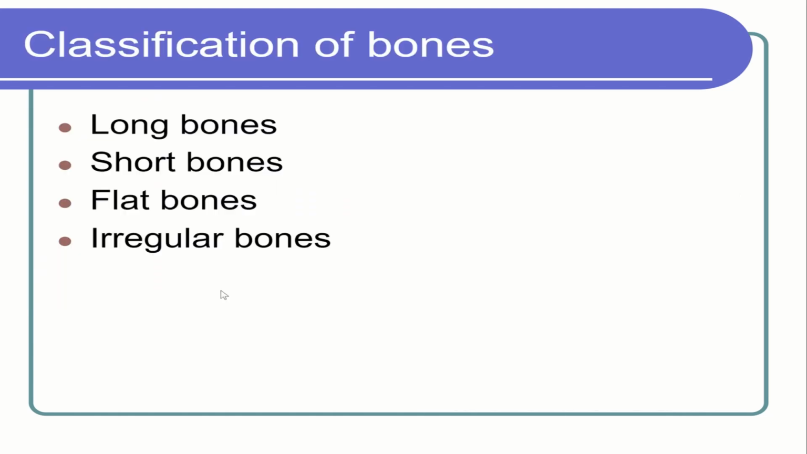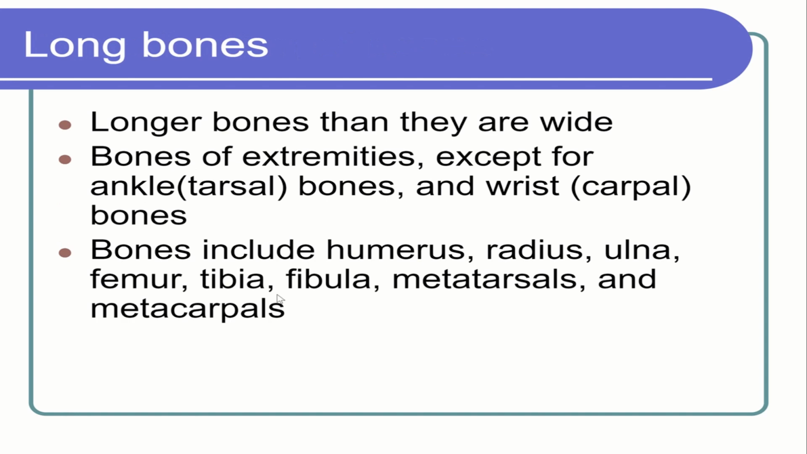So how do we classify our bones? We classify them by shape. And we have 4 different categories, and we're going to talk about each of these in depth in just a second. Starting with long bones. These are bones that are longer than they are wide. That's how we describe them. So these are the bones of the extremities or the appendages, except for the bones at the ankle and at the wrist. And we'll come back to those in a second. So these are going to be your humerus, your radius, your ulna, your femur, tibia, fibula, your metatarsals, and metacarpals.